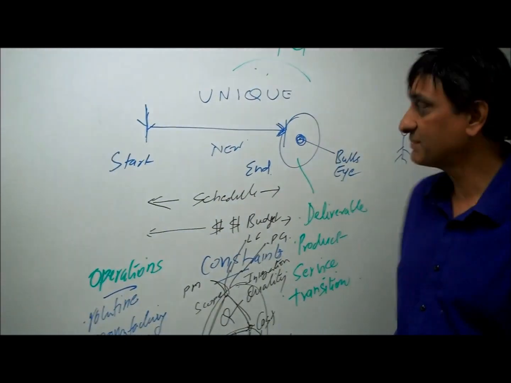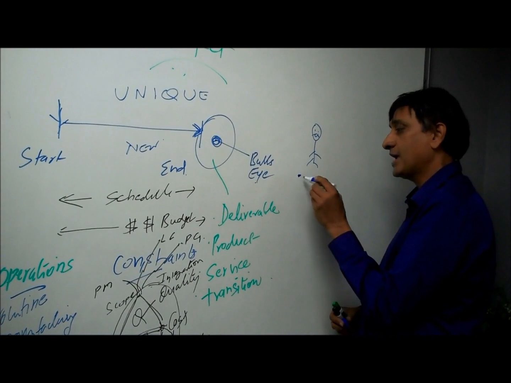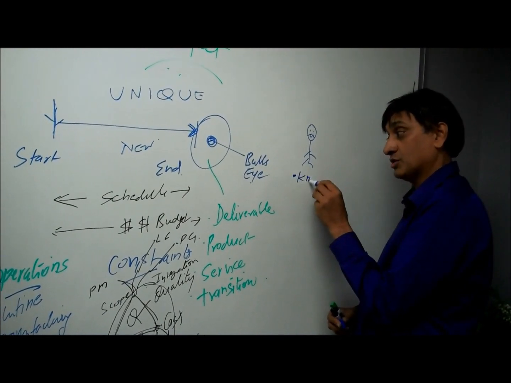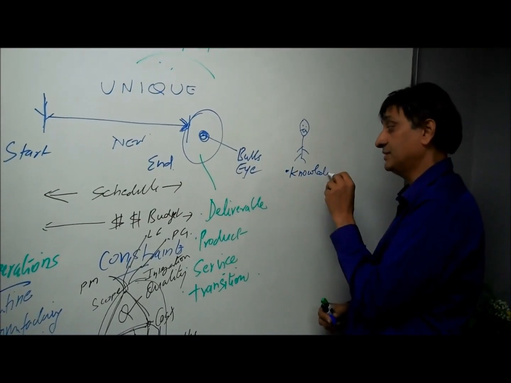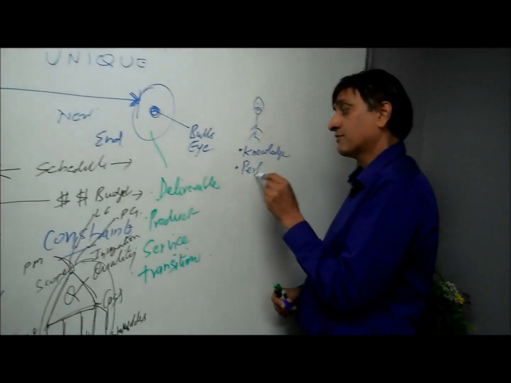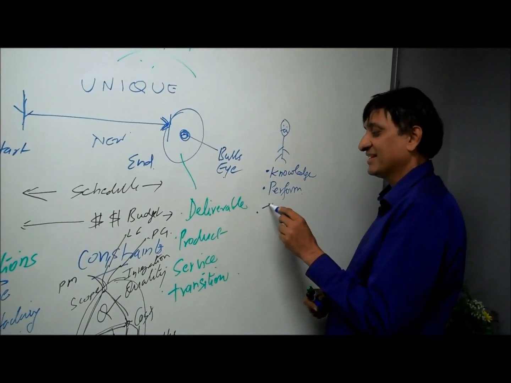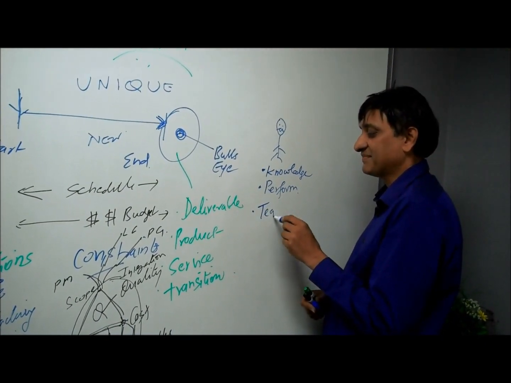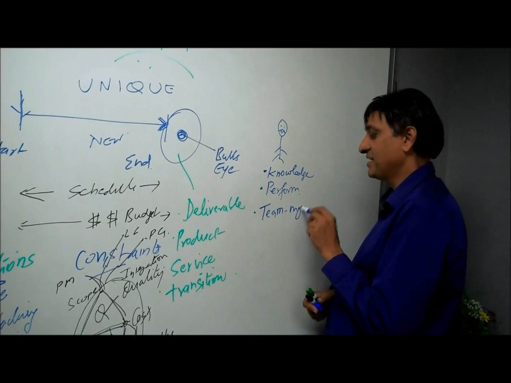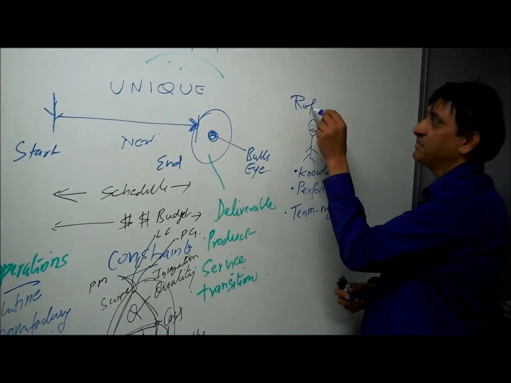So as a good project manager, your role is threefold. A, knowledge. You know the concepts of project management, all the terms and terminology, then you can perform the role, implement it, do it, and then get it done from the team, or team management. Very important aspect of project management. So that's the role of a PM.